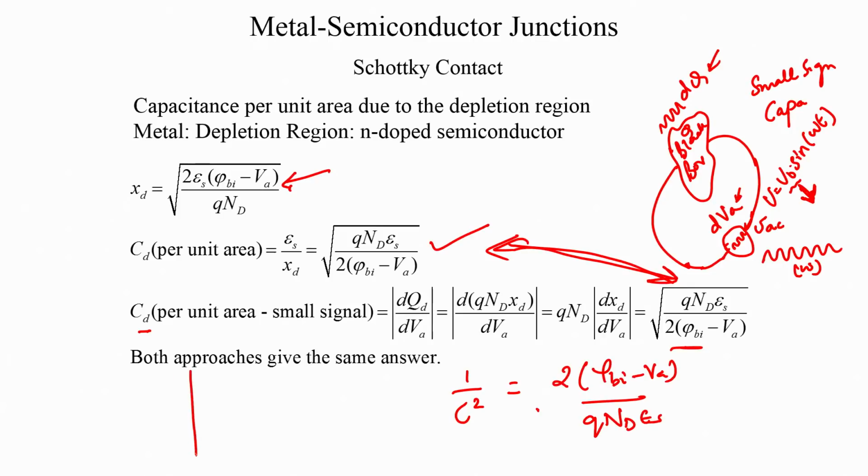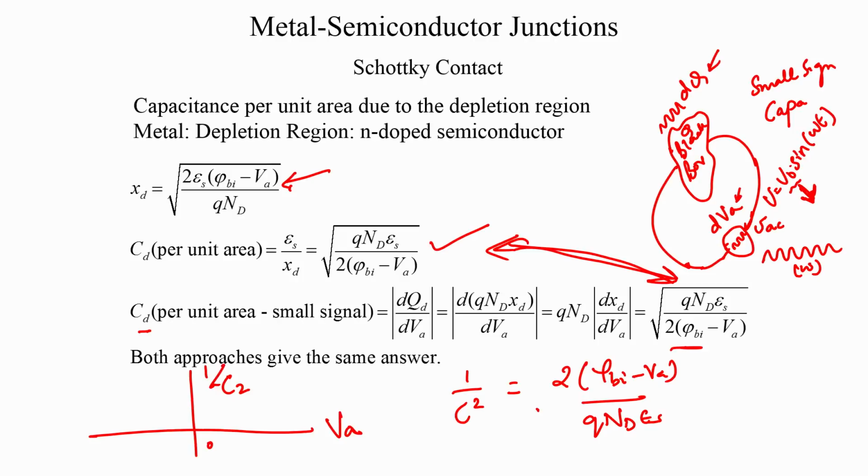So if I were to plot 1 by C square as a function of VA when VA is negative. There is a reason why I am picking reverse bias, because in forward bias we are going to see soon that we are going to have other aspects of the impedance coming up, because you are going to have significant currents.